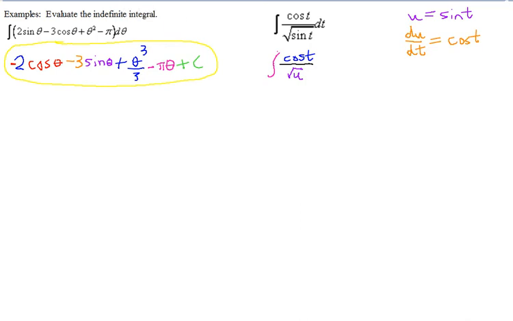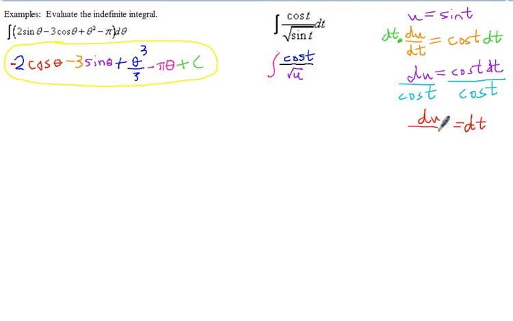And then when you solve this for dt, multiply both sides by dt, end up with du equals cosine t dt. And then we divide by cosine t to solve for dt. You end up with dt equals du over cosine t. And then we can substitute that in for dt there.